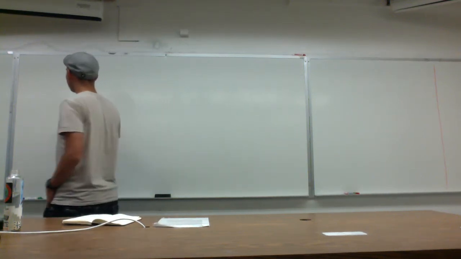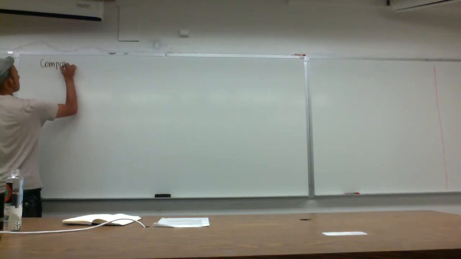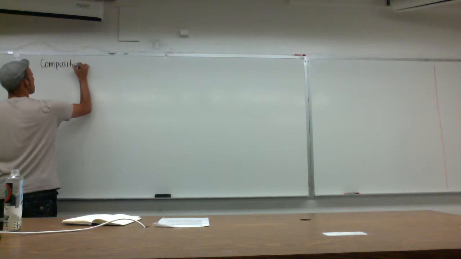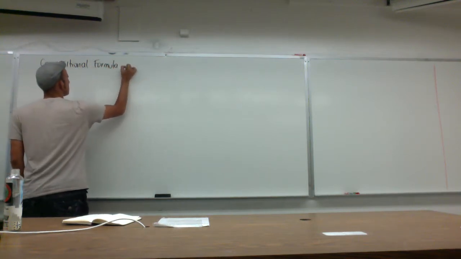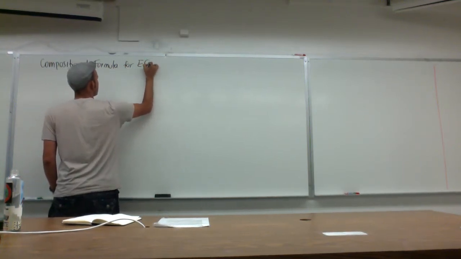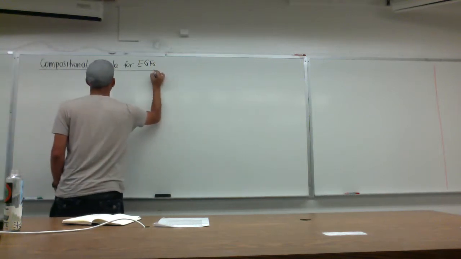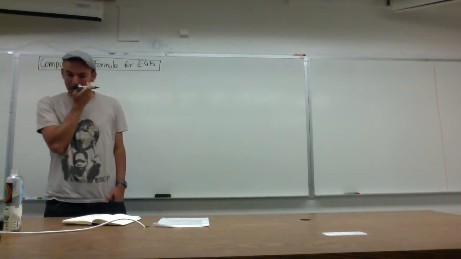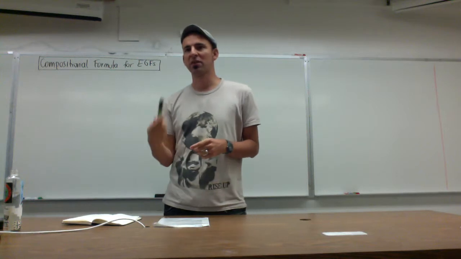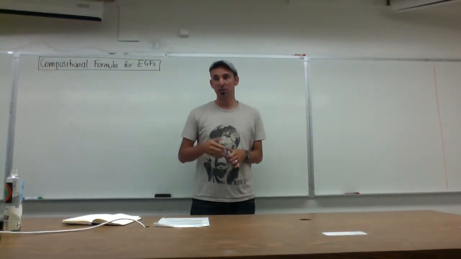But today what I want to do is talk about the compositional formula for exponential generating functions. Okay. And just to remind you where we are, we're talking about exponential generating functions as a way to count combinatorial structures that have labels on them.